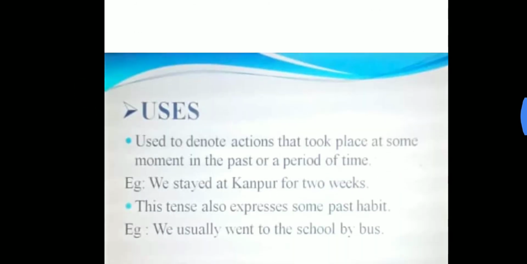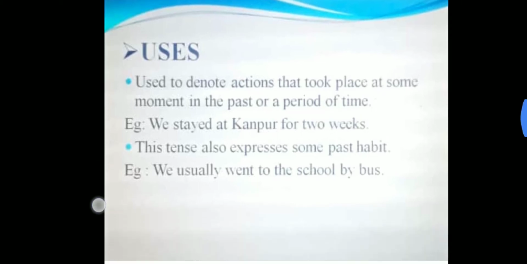Let's see its uses. Simple past tense is used to denote an action that took place at some moment in the past or a period of time. The action which was taken in the past. For example, we stayed at Kanpur for 2 weeks. Second, this tense also expresses some past habit. For example, we usually went to the school by bus. So that was the past habit.